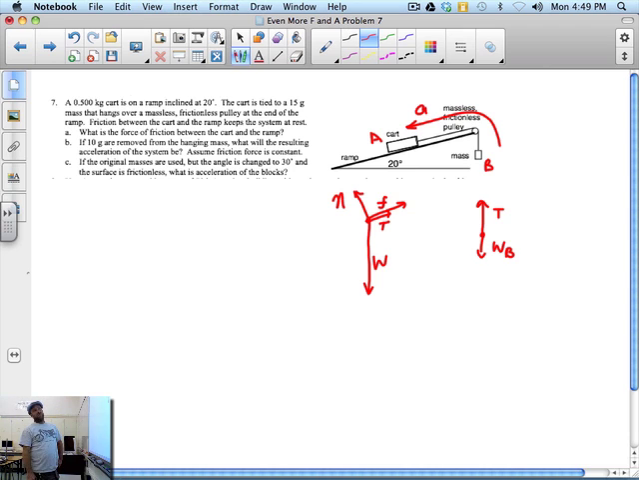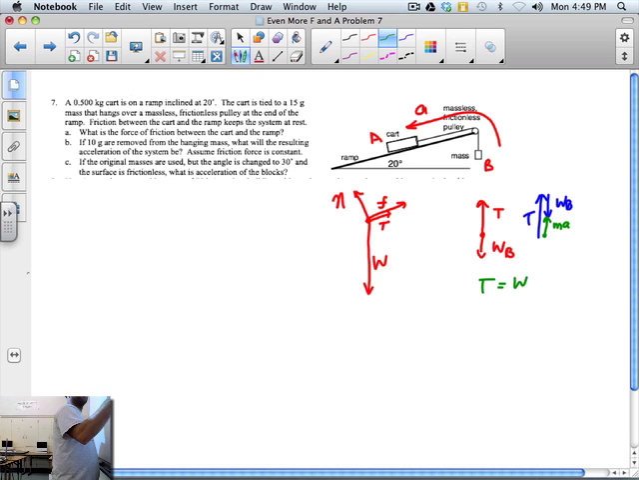So when I drew my vector addition, first let's get the easy one out of the way, right? I've got tension going up and weight of object B going down, right? And if I draw my net force vector, my sum of forces vector, that's magnitude MA, I can see that T, tension in the rope, is going to be the weight of object B plus the mass of object B times the acceleration of the system, okay? And now I can go over here.